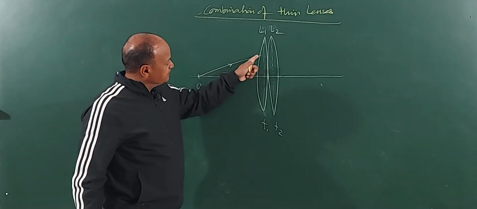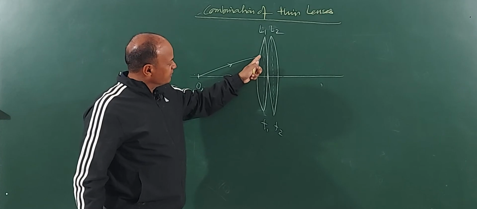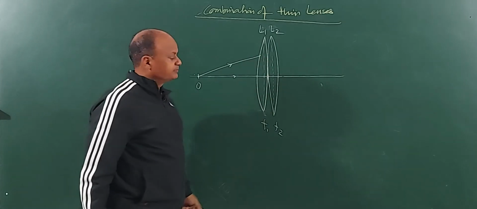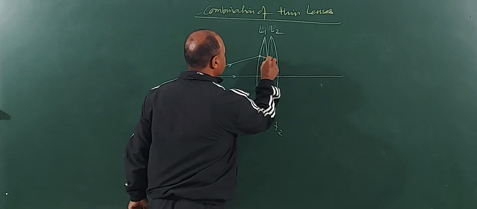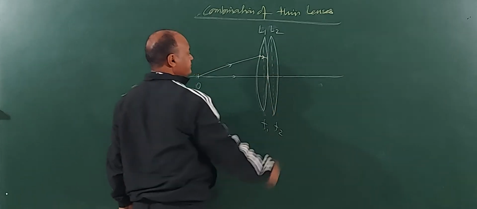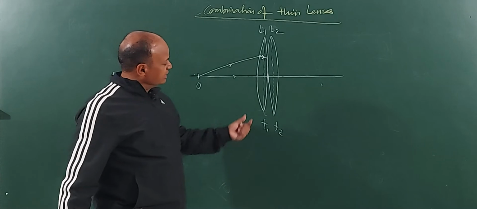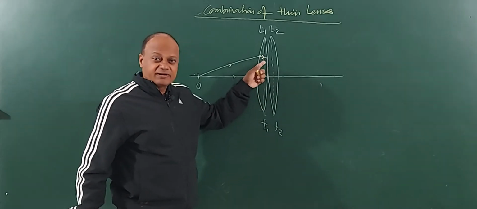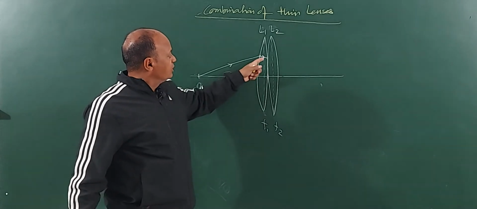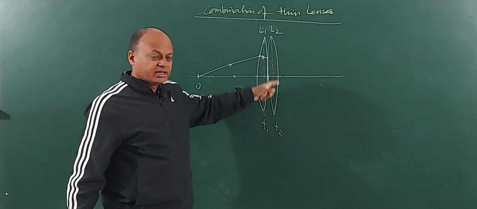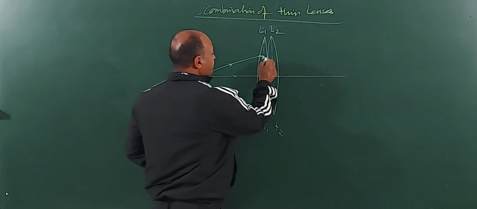Now this ray in fact will be suffering refraction at the first surface, something like this. Since the lens is very thin, I can do with a single refraction. I will not be considering two refractions. So this ray, if the second lens was not there, would have gone straight.